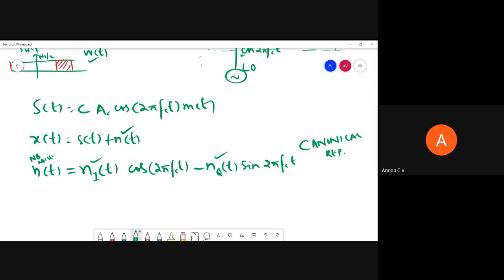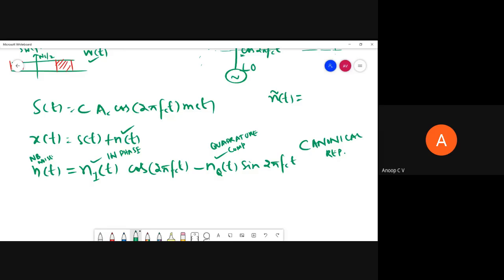Narrow band noise can be represented using its in phase component n I of t and quadrature component n q of t. If you remember the low pass equivalent of a signal, n I of t and n q of t are nothing but the real and imaginary parts of that.